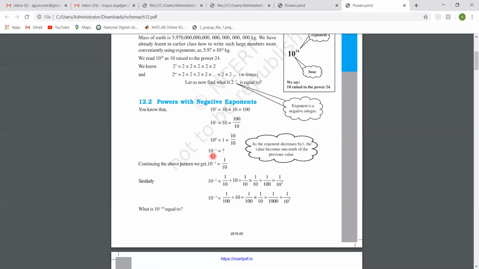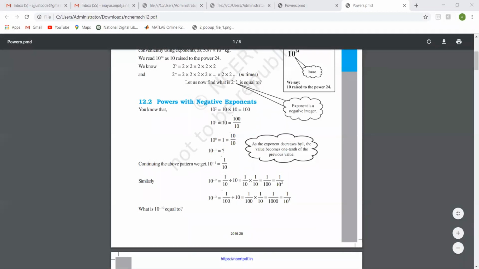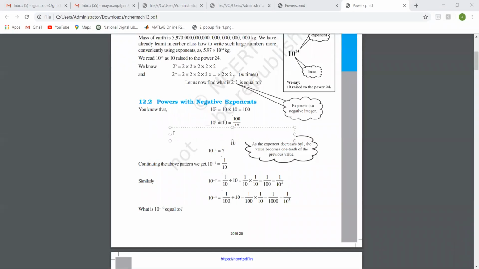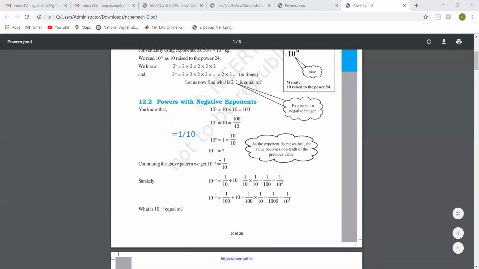And now if I ask what is 10 raised to the power minus 1? How can I write it? In the previous case your answer is 1, and in this case your base is 10. So 10 raised to the power minus 1 becomes equal to 1 upon 10. That is how negative powers, negative exponents, are introduced.